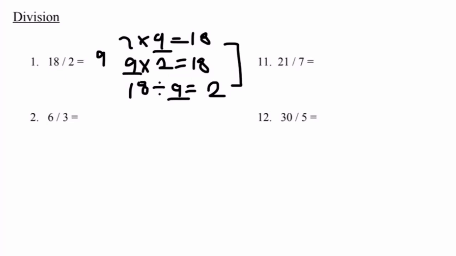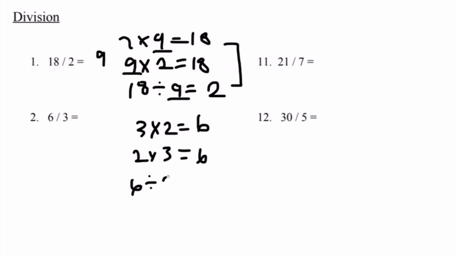Number 2. 6 divided by 3. We know that 3 times 2 equals 6. 2 times 3 equals 6. 6 divided by 2 equals 3. These are all factor families.